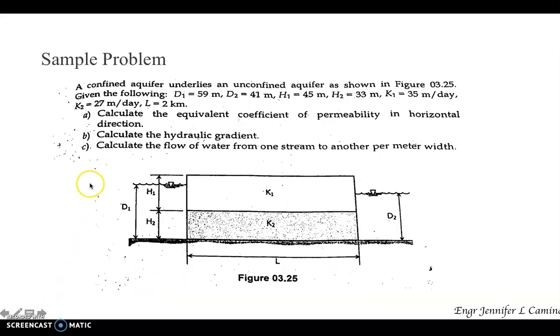So we have here a sample problem. A confined aquifer underlies an unconfined aquifer as shown in this figure. We are given D1, D2, H1, H2, K sub 1, K sub 2, and L. We are going to compute the equivalent hydraulic coefficient of permeability in horizontal direction, calculate the hydraulic gradient, and calculate the flow of water from one stream to another per meter width.